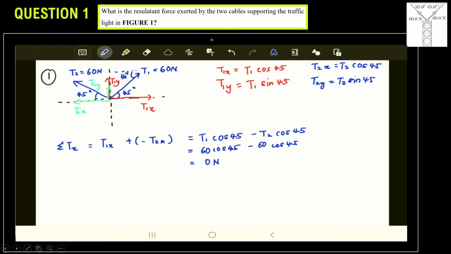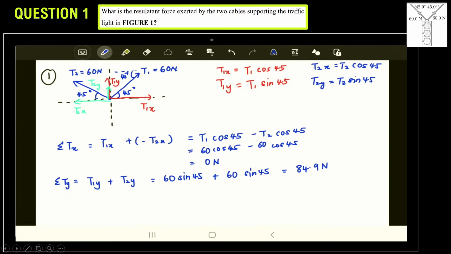Let's move to the second part, total Ty. We have both T1Y and T2Y, and both directions are upward. So T1Y plus T2Y. Therefore, we have 60 sin 45 plus 60 sin 45. Press your calculator, and the answer is 84.9 Newton. This is the total tension in the Y component.